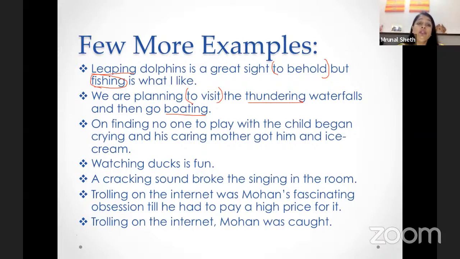On finding no one to play with, the child began crying. So on finding, okay, on what? It's an object of preposition. So finding here is a gerund. Sorry, this boating is a gerund too. I have to circle it.